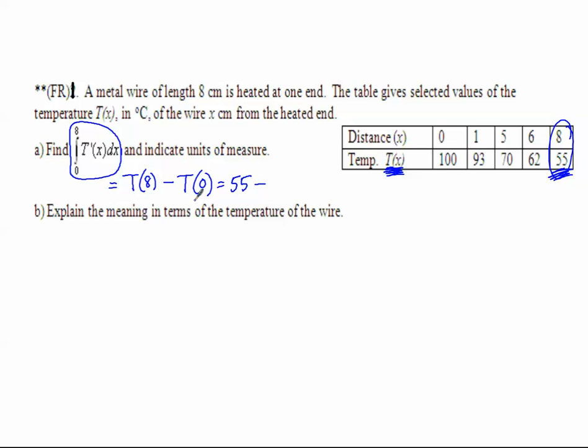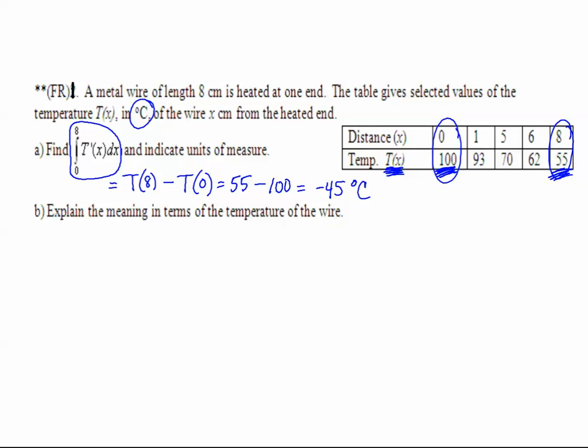T of 0, here's the point where x is 0, the t value is 100. What does that give us? Negative 45. Indicate units of measure. Well, what are these t values in? It tells us in the directions, degrees Celsius, so negative 45 degrees Celsius. What does this mean in terms of the temperature of the wire?